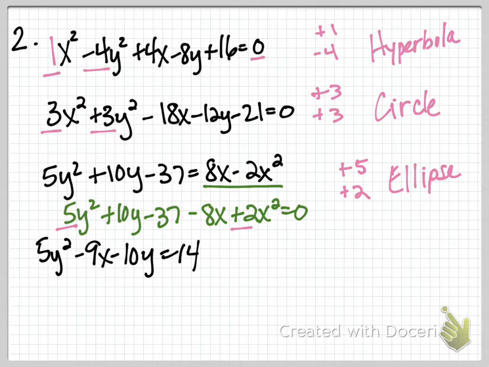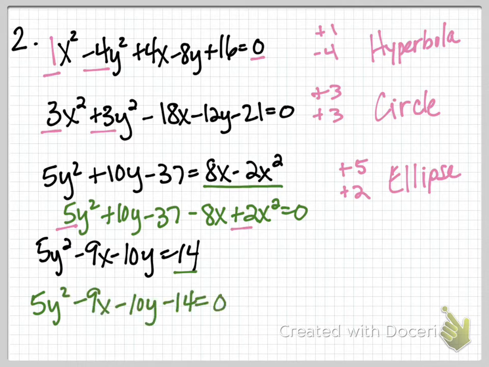And then on this last example, again, move that over. 5y squared minus 9x minus 10y minus 14 equals 0. Now, if you'll notice, we are missing our x squared term. We only have a plus 5. We have no x squared. Whenever one of your squared terms is missing, that is the equation of a parabola. So you need to make sure that you know those rules in order to be able to classify your conics on the test.